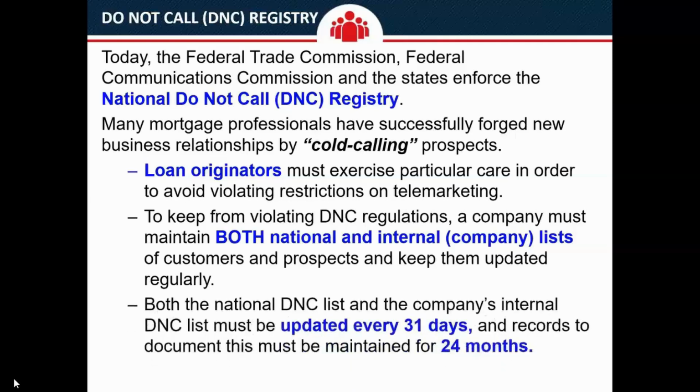Both the national DNC list and the company's internal list must be updated every 31 days, and records of the documentation must be maintained for a period of 24 months.